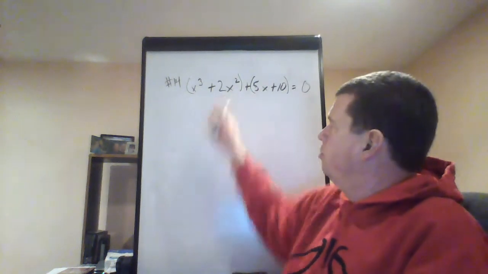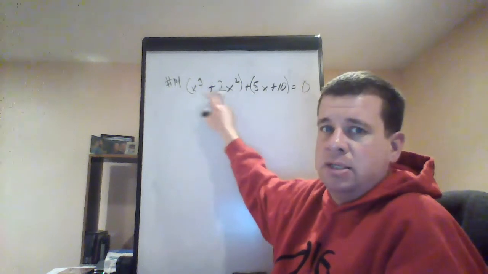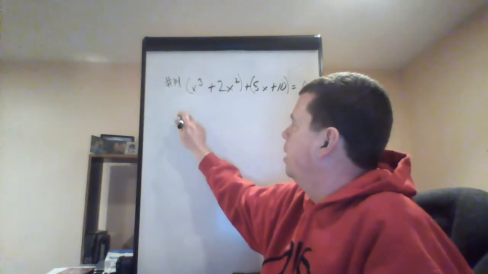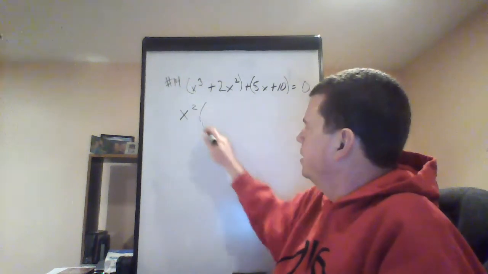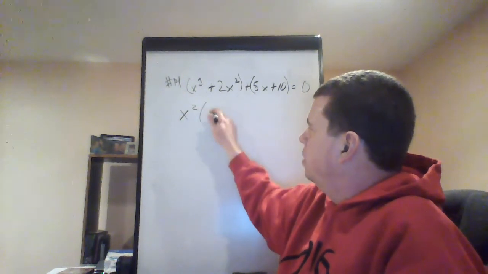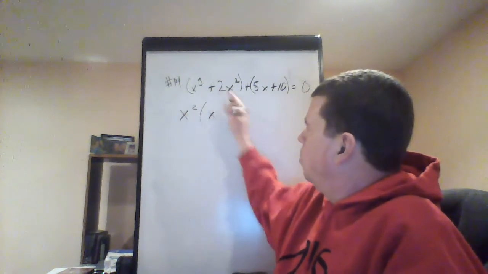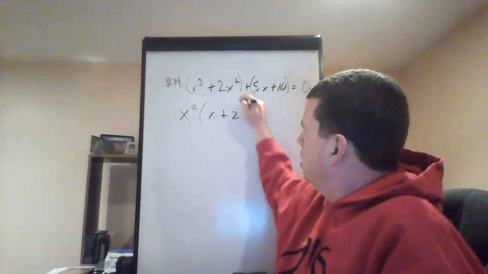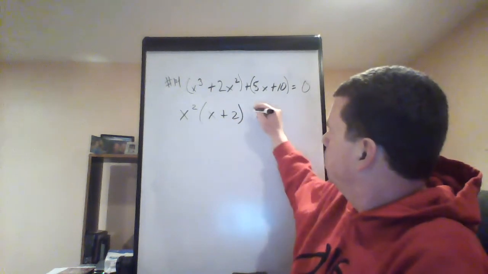So if I look at x cubed plus 2x squared, what's the greatest common factor? What's the biggest thing that I can divide both of these by? They both have a factor of x squared. So I can take that out, and then x squared times what would give me x to the third? Well, that's x to the first. And then x squared times what would give me 2x squared? That would be 2. So I got x squared times x plus 2.